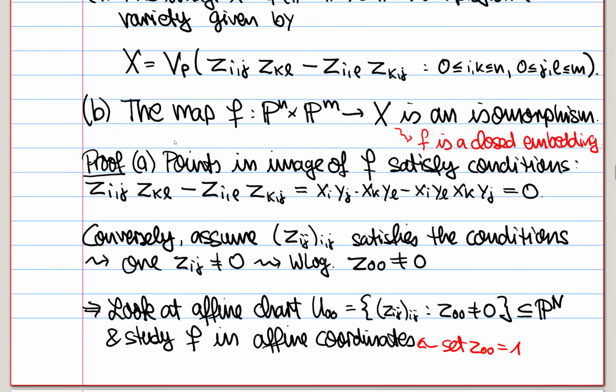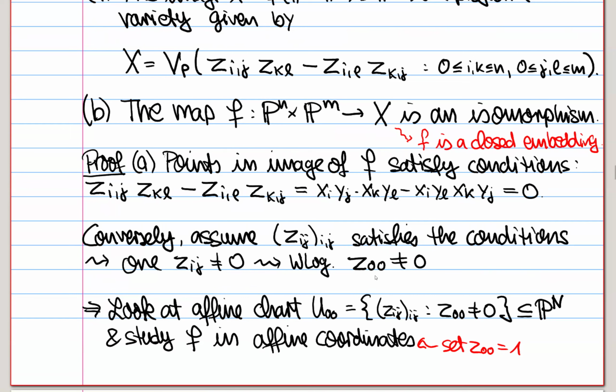And on the other hand, we can look at the converse: assume that the z_ij satisfy all of these conditions. And then now we really want to go to an affine patch and check coordinates there. So what we can do is assume one of these coordinates must be non-zero, because this is an element of a projective space.